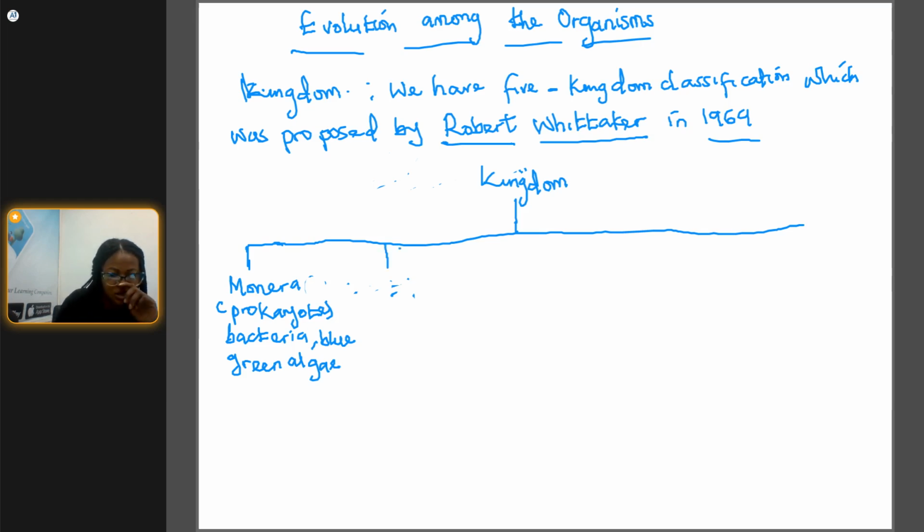And the second kingdom, we move to kingdom Protista. Protista is the name of the second kingdom. So you see this Protista, they are mostly called eukaryotes. I believe we are taking note of all these things. The protistas are also called eukaryotes. Please take note of all these things.